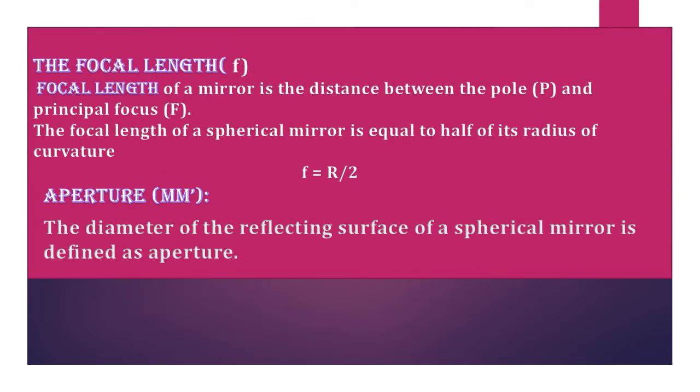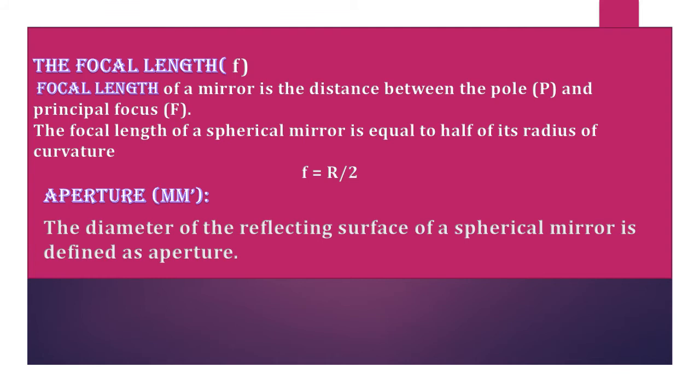So let's define what focal length is. Focal length of a mirror is the distance between the pole and the principal focus. The focal length of a spherical mirror is equal to half of its radius of curvature, or radius of curvature is twice the focal length. Now children, what is aperture? The diameter of the reflecting surface.